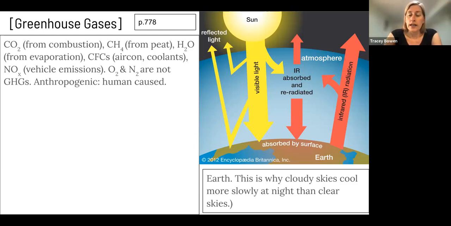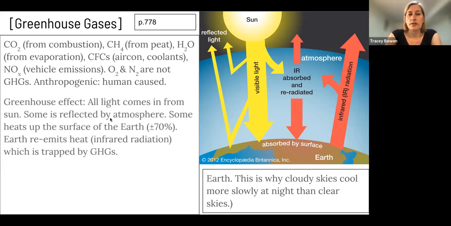We are currently entering an era, or now in an era, that scientists classify as the Anthropocene, and anthropogenic climate change is occurring, and the word anthropogenic means human caused. So the way that the greenhouse effect works is that all light comes in from the sun, and then some of that is reflected by the atmosphere. Some heats up the surface of the earth. About 70% of the light coming in heats up the surface of the earth.